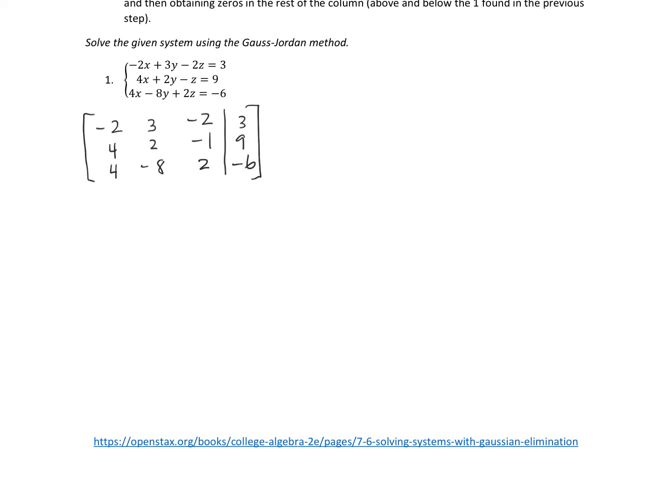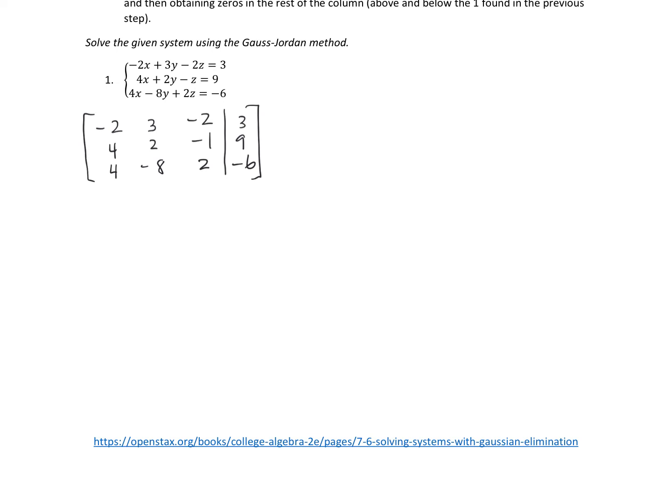Now I didn't mention, but you should make sure that each equation is in standard form, and you want to make sure your variables are lined up with one another. All of the x's should be in the first column, all of the y's in the second column, all of the z's in the third column, and your constants on the right. All of the equations were already set up in standard form, so I didn't have to adjust those prior to putting them in a matrix.